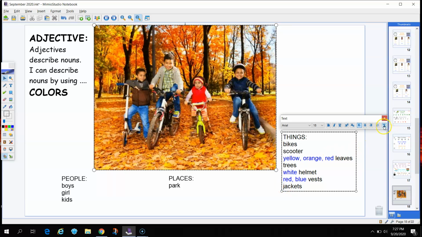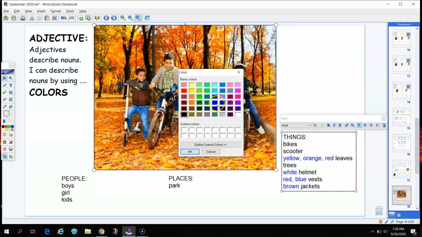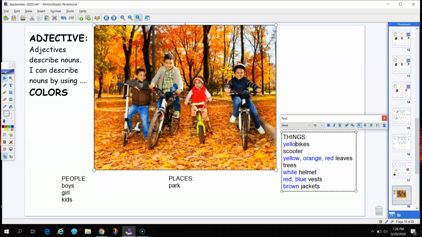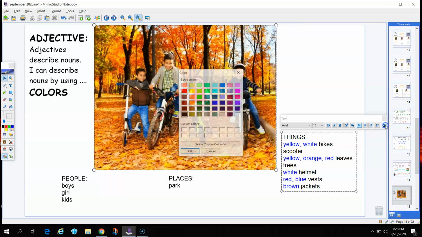What color are the jackets? This boy has a brown jacket. That's kind of a brown jacket too. So we'll just put brown jackets. Now, is there any other thing that has a color? I see the bike. This bike. What color is this bike? Yellow. And what color is this bike? White. And I think this one is white too. So we could put here that there are yellow and white bikes. What color is the scooter? The scooter is also white.